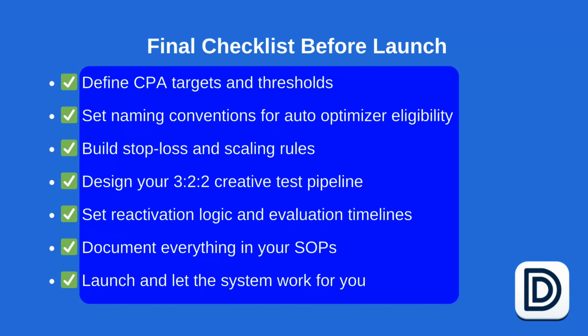You need to define your CPA targets and thresholds. Set naming conventions for auto-optimizer eligibility. Build stop loss and scaling rules. Design your 322 ad test pipeline. Set reactivation logic and evaluation timelines. Document everything in your SOPs. Launch and let the system do the work for you. That is what you need to know.